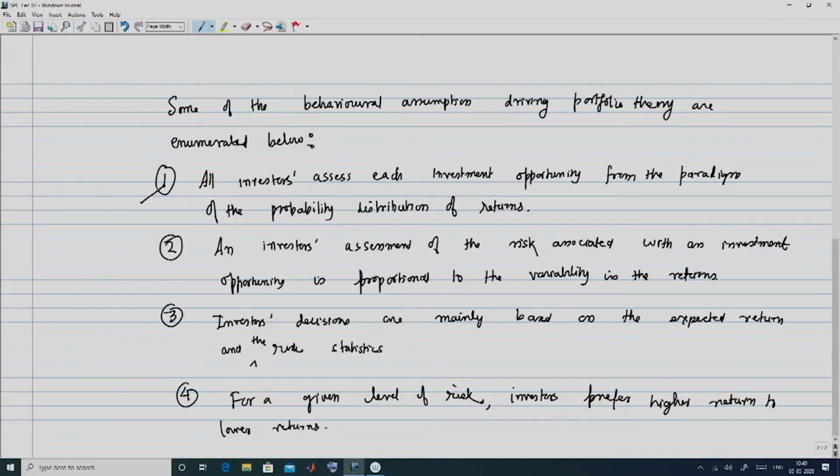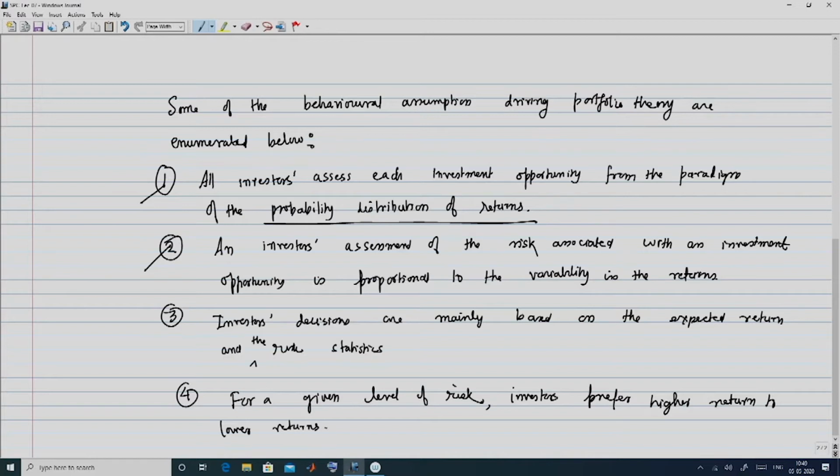So, let us look at point number 1. The point number 1 says that all investors, they will basically make an assessment of each of the investment opportunity from the point of view of the probability distribution of returns. So, as you can see, whenever you are looking at returns, a return is basically the percentage gain that you make over your initial investment, and that is going to be a random variable, and consequently obviously it is going to have a probability distribution. So, the first thing that the investors take into account is the probability distribution of the returns.